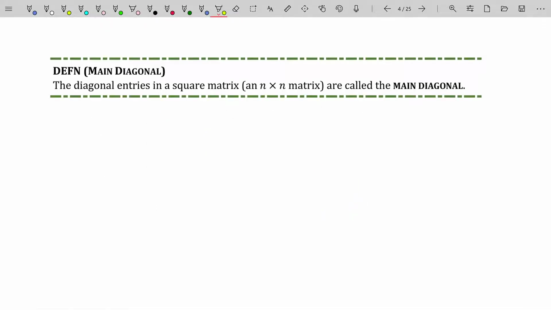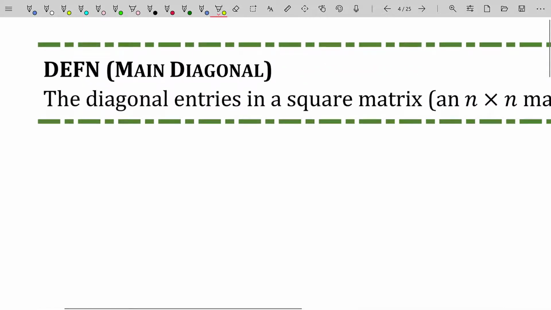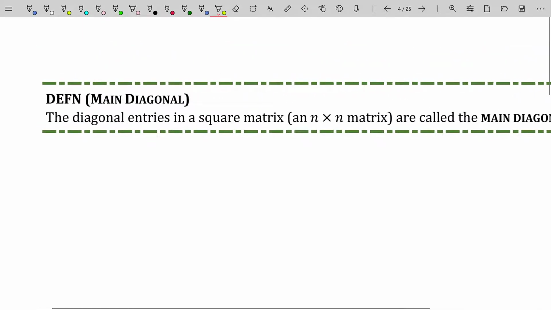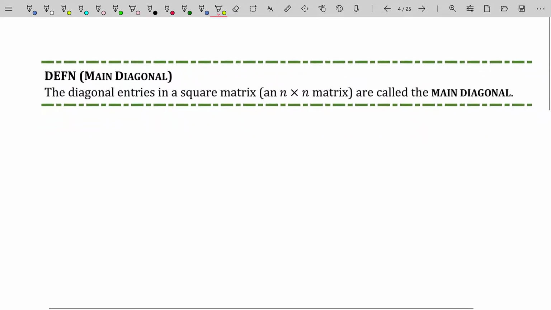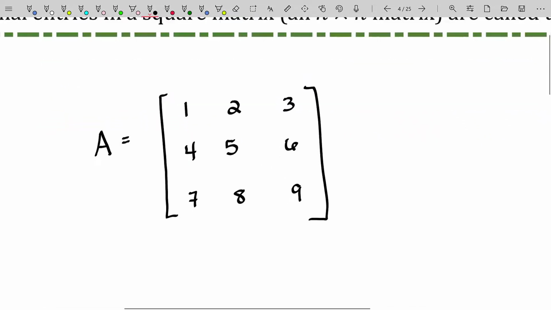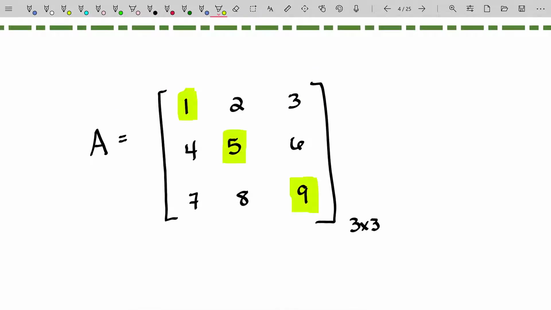And that leads to a very important definition here, the main diagonal of a matrix. Now, when we speak about main diagonals, again, we generally focus on square matrices. So the diagonal entries in a square matrix, an n by n matrix, are called the main diagonal. For example, in this 3 by 3 matrix, the main diagonal is that highlighted diagonal right there. In fact, I'd probably write it this way. That's the main diagonal. The entries are the diagonal entries.